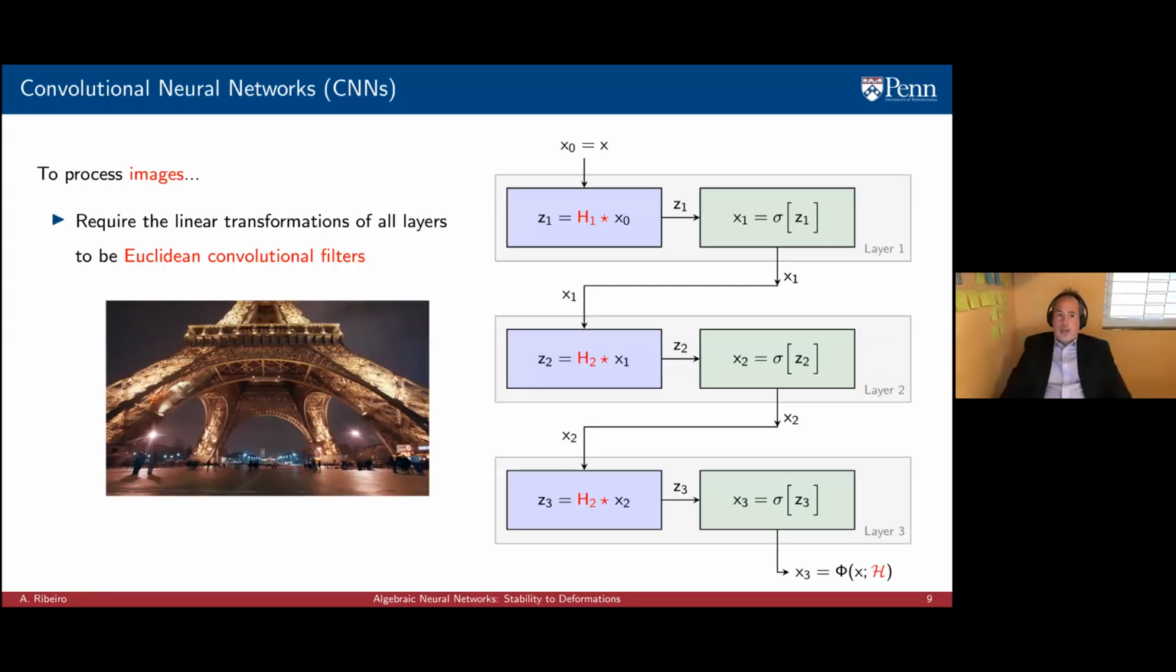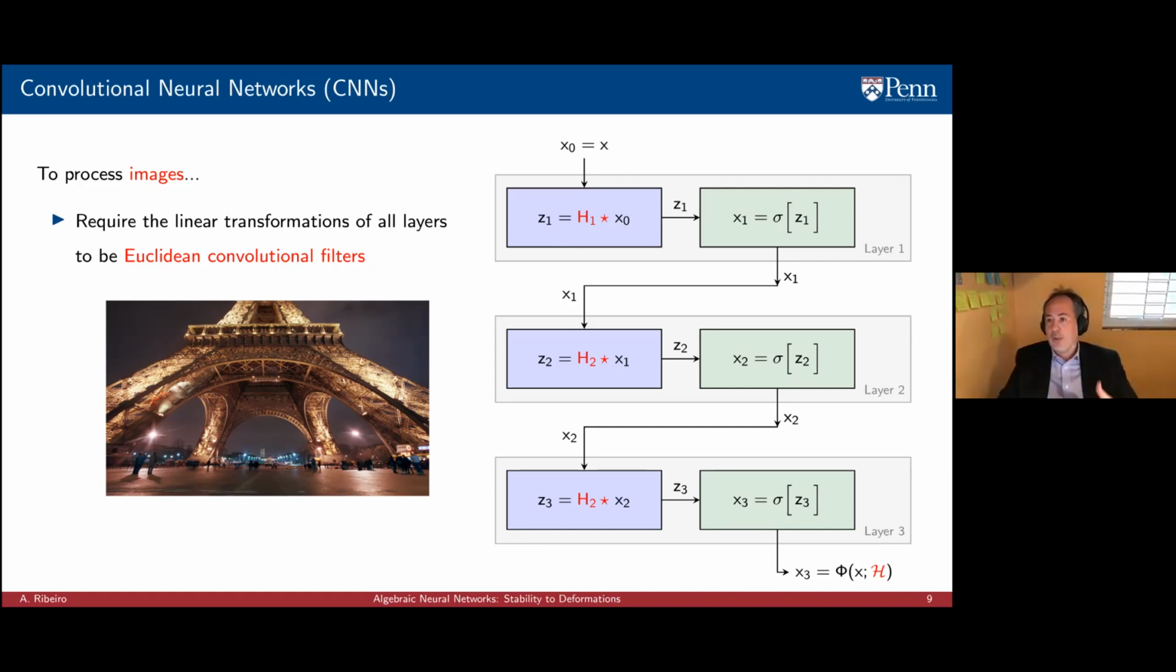In the case of image processing, you require the linear transformation that you use at each layer to be a Euclidean convolutional filter. If you don't know what a convolution is, which I doubt is the case, it's just a special type of operation that leverages the translation invariance of image processing. But anyway, in order to define this convolutional neural network, you have restricted your linear operations to be convolutions.